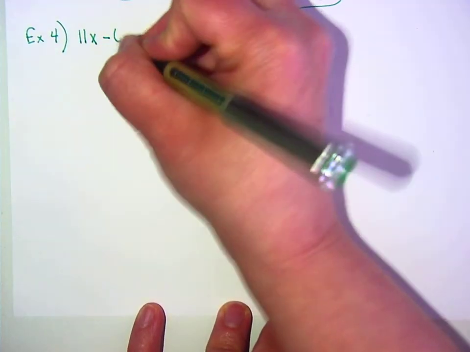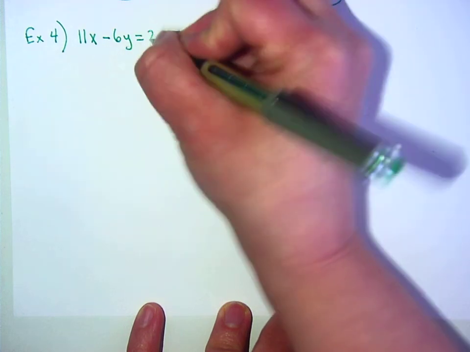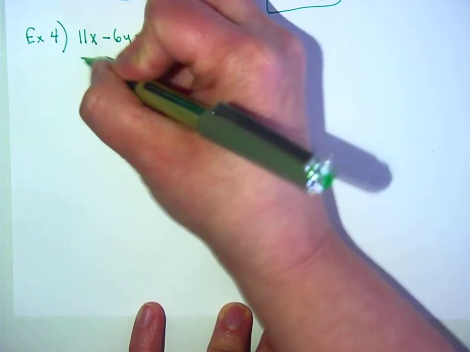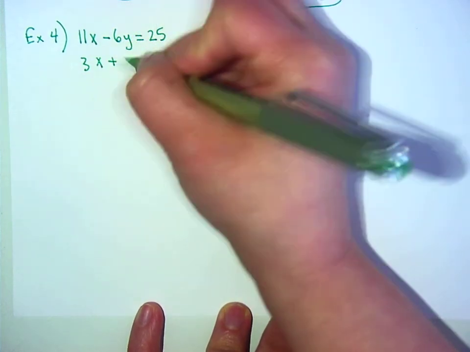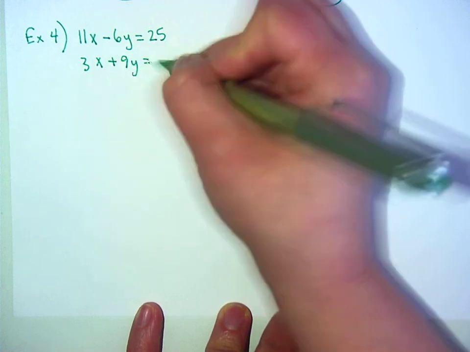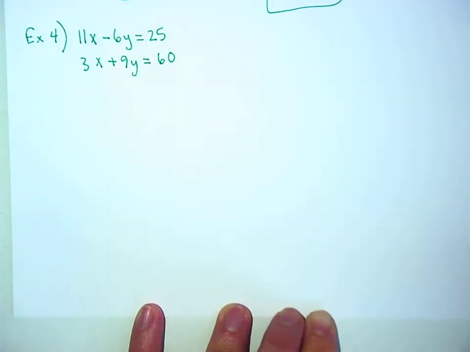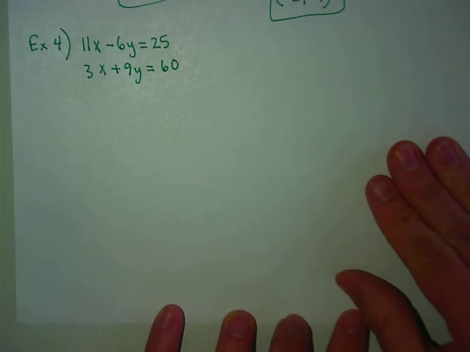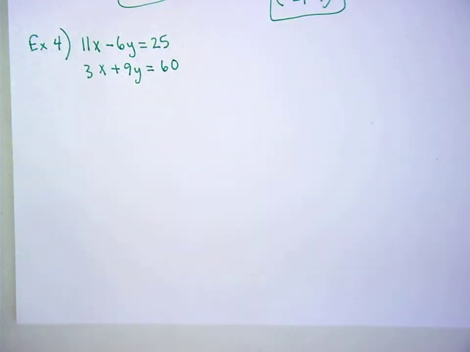We're gonna work on it. 11x minus 6y equals 25. 3x plus 9y equals 60. Remember, common denominators. Think about something that both things go into. Go for it. Talk to each other.